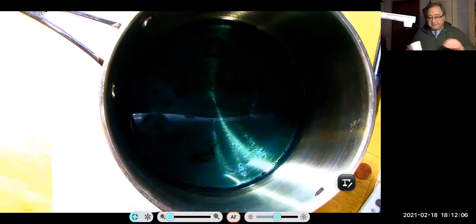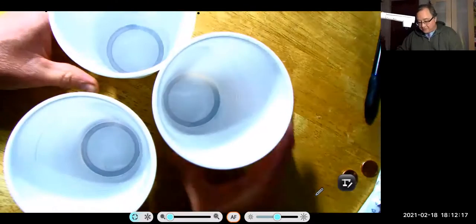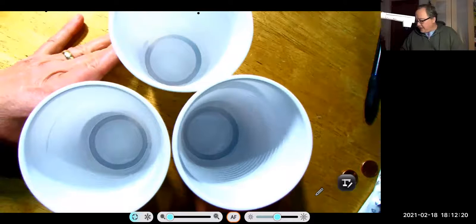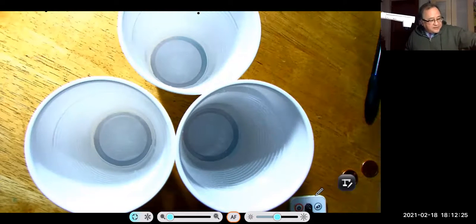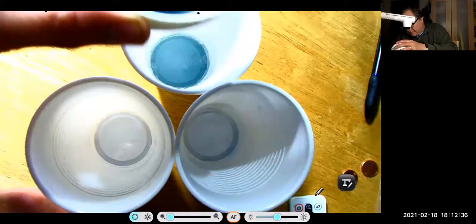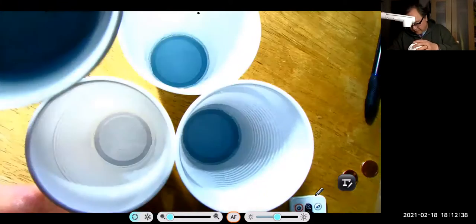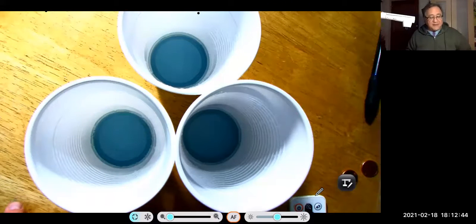Now what I'm going to do here is get rid of this pot and put 3 cups down. You really need 4. I only have 3. I'm going to zoom out as much as I can, and then I'm going to take some of this cabbage juice and put it in each cup. Basically enough to cover the bottom of the cup, and that's it.